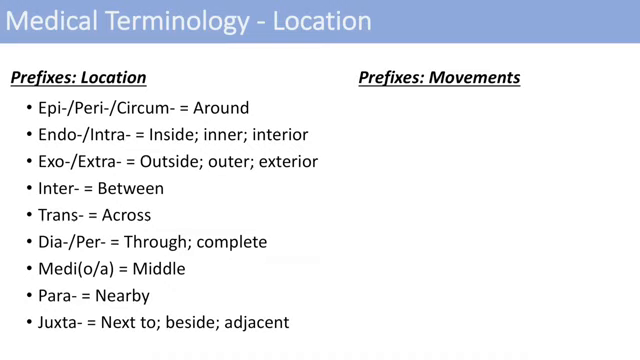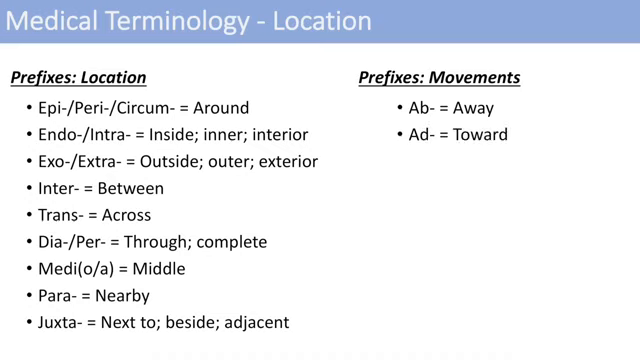The next prefixes involve movements. The first one is ab, which means away. So when you abduct your arms, you're moving your arms away from your body. Or abduction, or abducting a child. That's an easy way to remember ab for away.